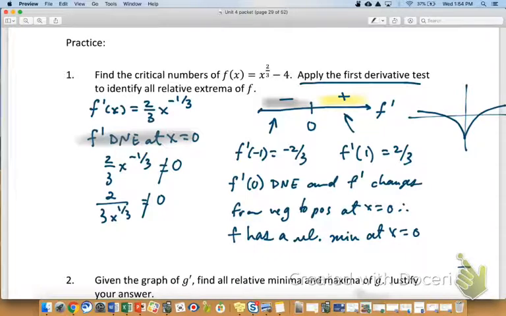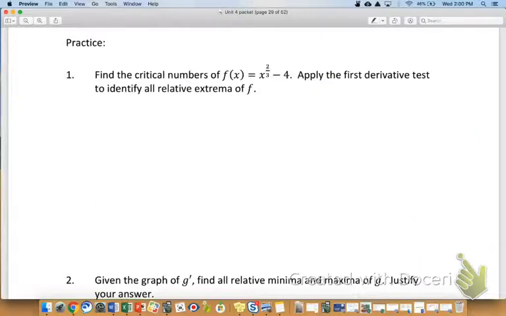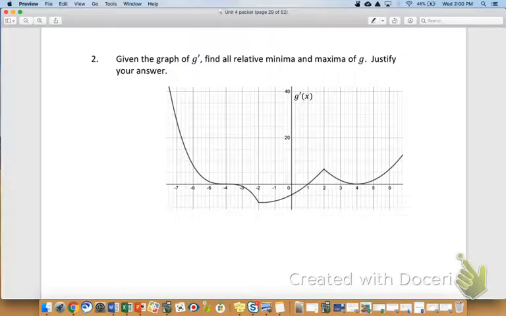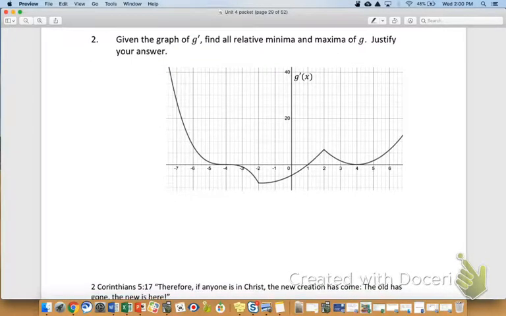Okay, so you'll see number 2 is a similar question. It's worded very similarly, but the information given to you is quite different. I'll read it out loud. It says, given the graph of G prime, find all relative minima and maxima of G, and work on your justifications. Practice writing it down. Don't just say it in your head. Say it out loud if you so choose, but try to write it down. So give it a shot. That's a graph of G prime. Find the relative extrema of G.